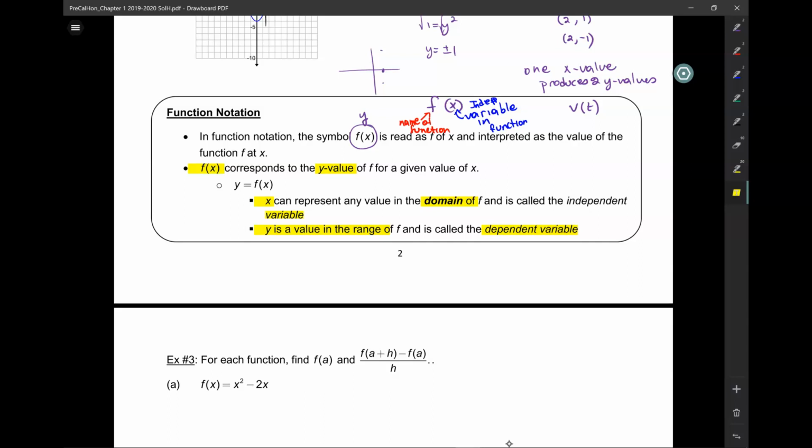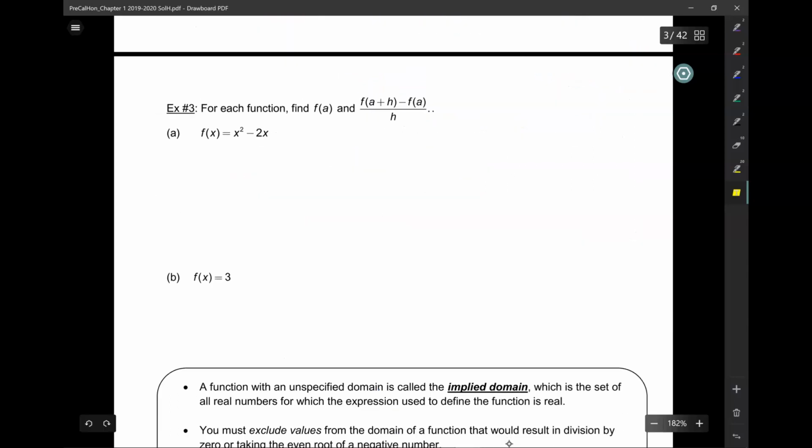So, you guys remember this? Okay, it's going to show up a lot because I need it to be solidified by the time we do chapter 12 and by the time you get to calc. So, we're going to do f of a plus h minus f of a over h. So, this is f of x. What's f of a?